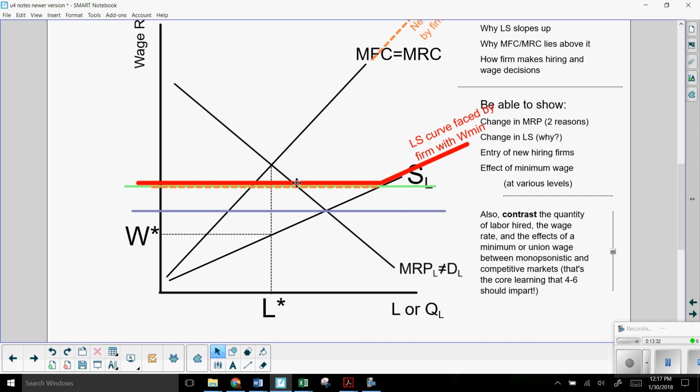Well, this spot right here is where marginal factor cost, the orange dotted line, equals marginal revenue product. So this is the quantity of workers that firm will hire. Notice it's still more than L star, but it's not as many as it was at that gray minimum wage area there.